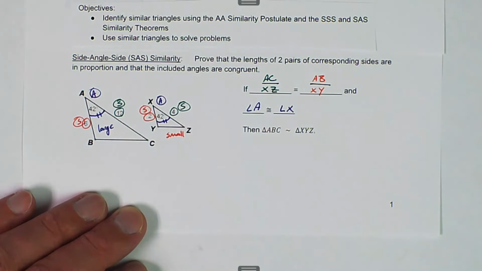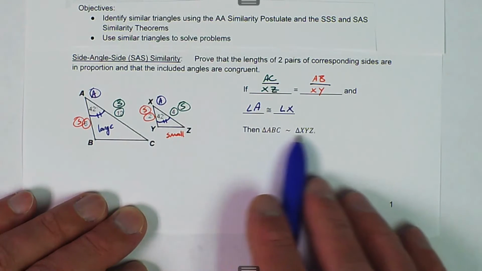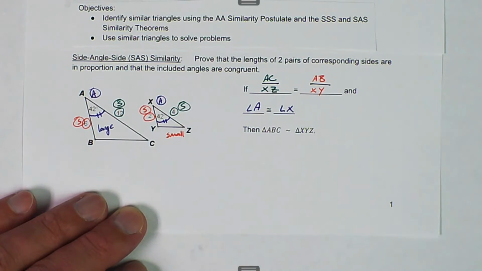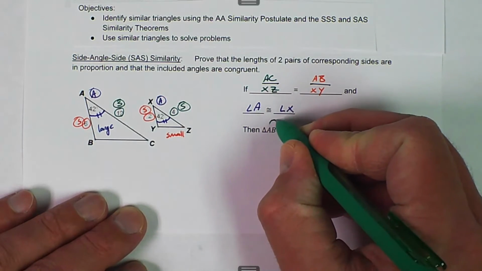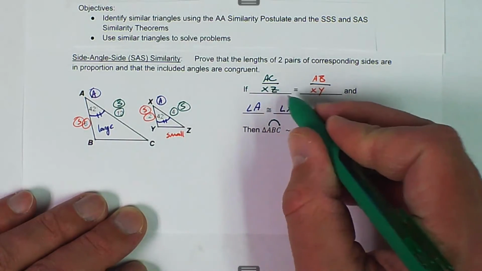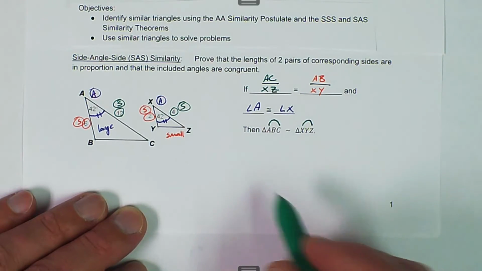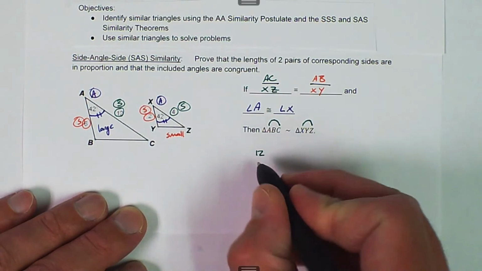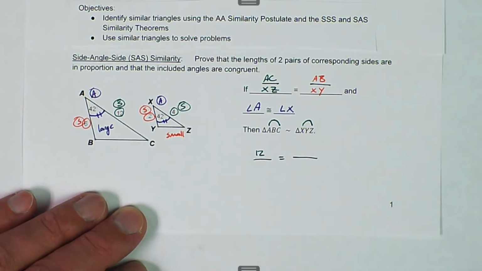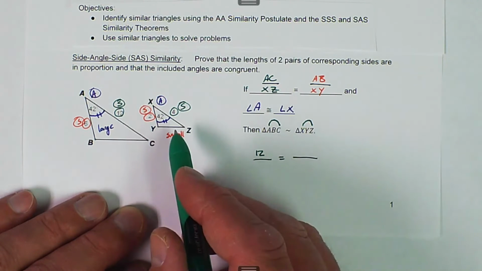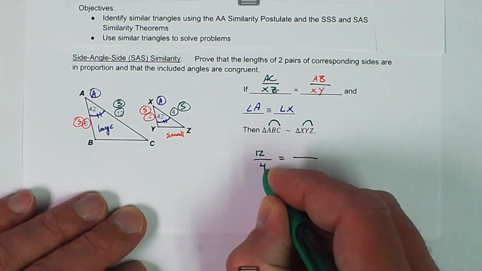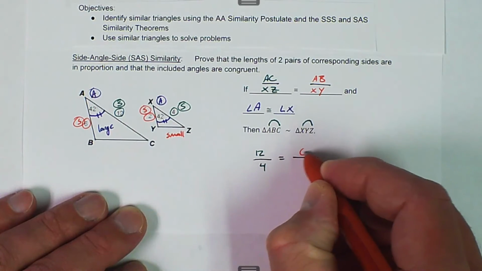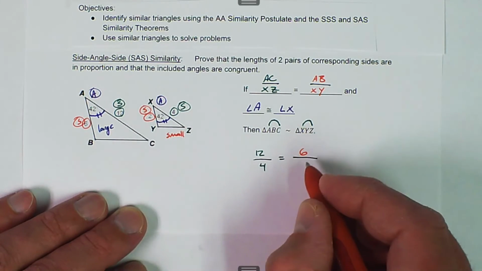So the only thing we have left to do is to do our calculation. And we can kind of use a check based off the way the similarity statement is written here. Again, AC is the first and last. And that's compared to XZ, which is also the first and last. So AC is 12 over, in this case, we have 4. And then we have AB, which is 6, over XY, which is 2.